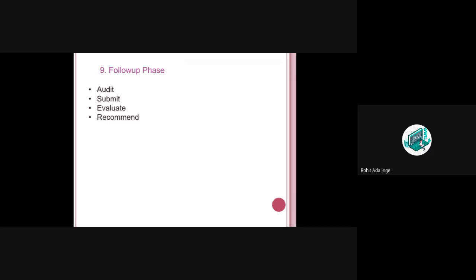Third, evaluate the effectiveness. And the last one is recommend: change and/or corrective actions and awards for the contributors to value engineering proposals.